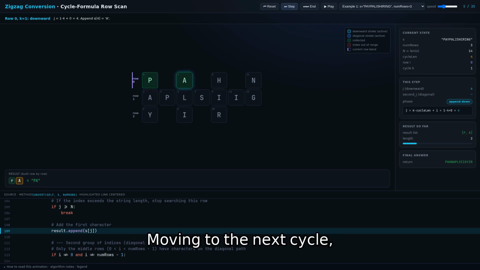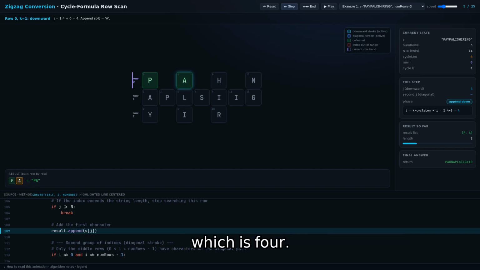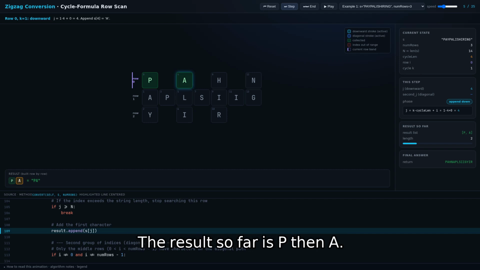Moving to the next cycle, the downward position is 1 times 4 plus 0, which is 4. Position 4 holds the letter A, so we append A. The result so far is P, then A.